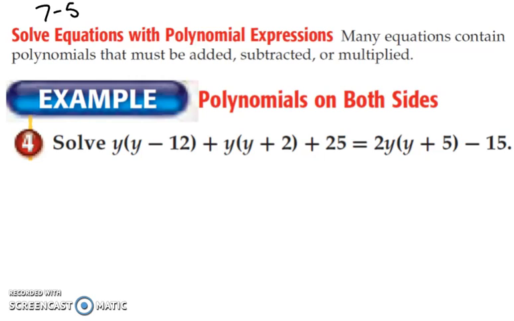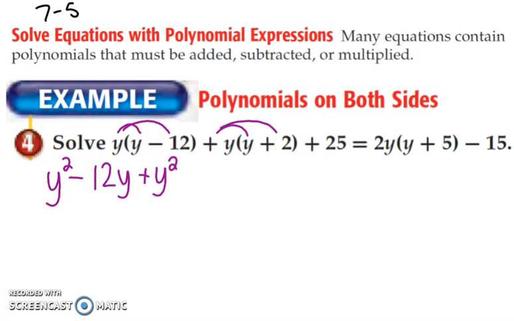So we're going to start out here by working from left to right and distributing everything we can. So this y will get distributed and give us y squared minus 12y. And now we'll distribute this y to give us plus y squared plus 2y. And then we're going to bring the plus 25 down with it.